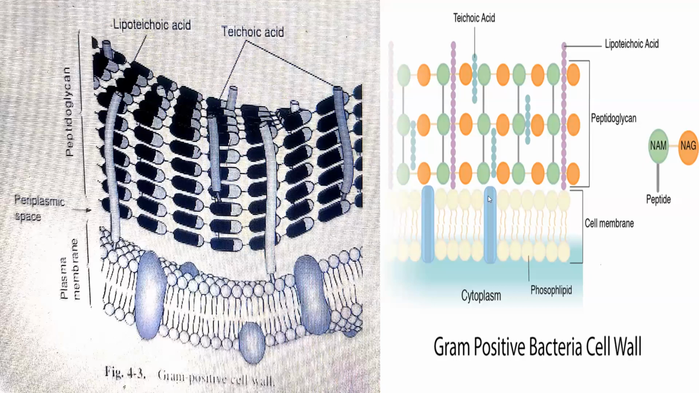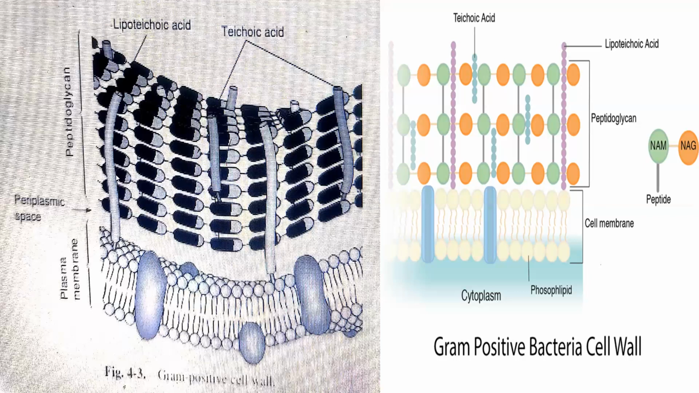So starting from the base, we have the plasma membrane. This plasma membrane is made up of phospholipids, and in between the phospholipids, we have integral membrane proteins or peripheral proteins. Then above, we have the periplasmic space, which is in between the peptidoglycan layer and the plasma membrane. Then we have the peptidoglycans.